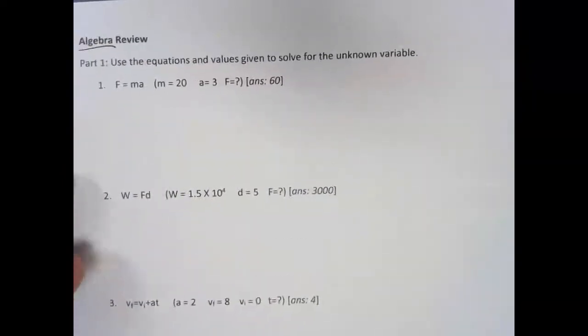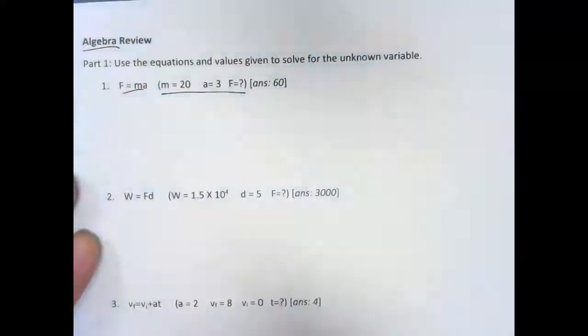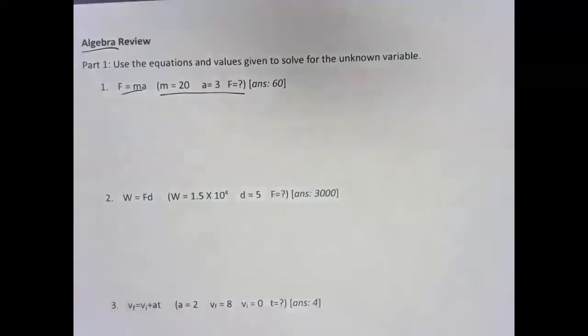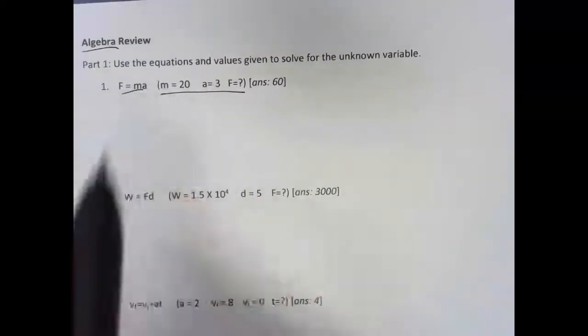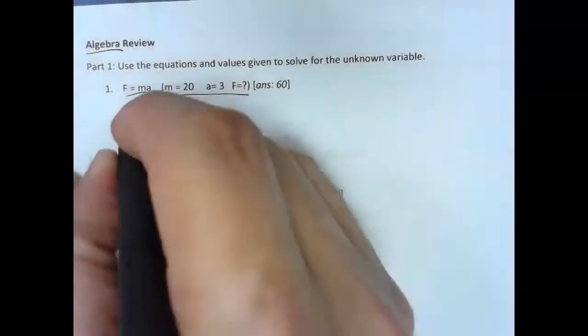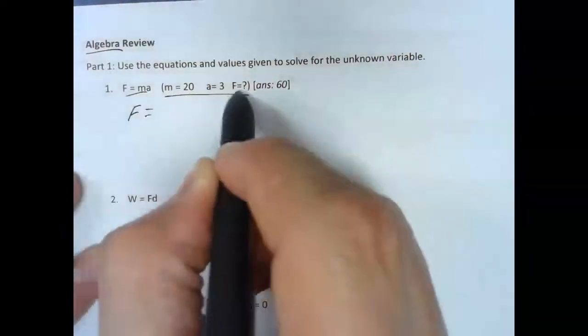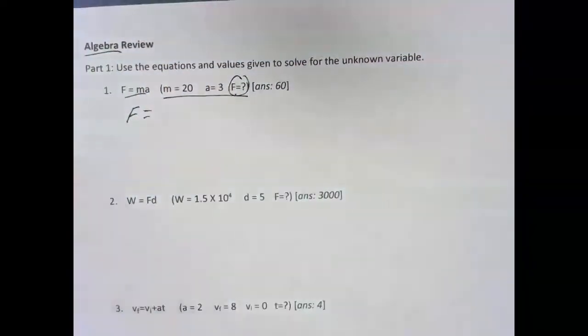Okay, so let's rewrite this equation. So this would be the equation we're going to use. These are the numbers that we're going to plug in there. So we're going to substitute. This is called substituting. We're going to substitute these numbers for these variables. So the substitution step would look like this. I'm going to leave this as an F because that's what I'm solving for. That's what I want to know.